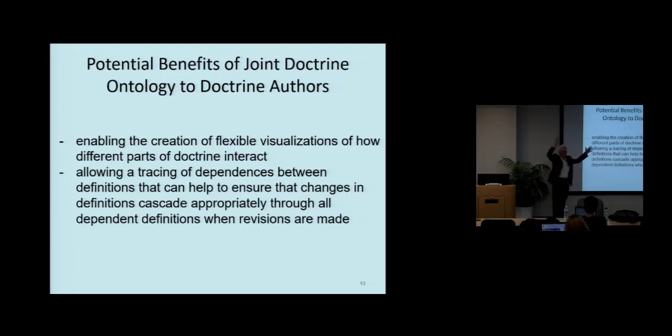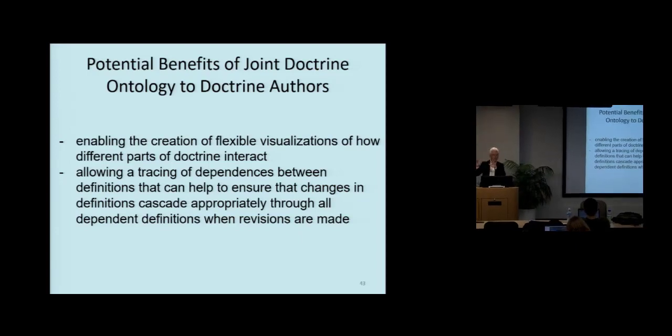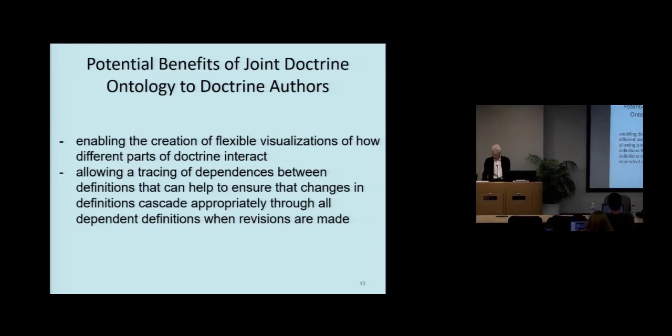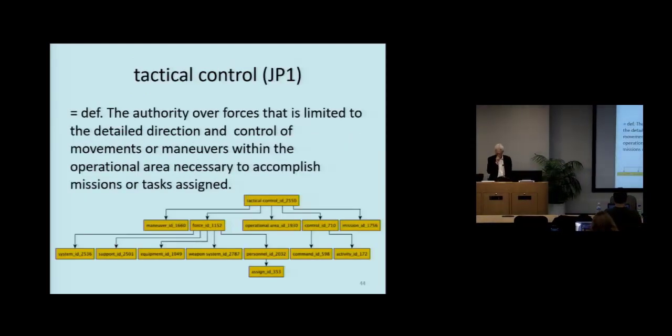And if you have 88 doctrines, all of them using 2,800 technical terms in specific ways, it's useful to have a way of tracking dependencies of that nature, leaving aside dependencies between joint doctrine and army doctrine, NATO doctrine, and so on, where it could also be of use.